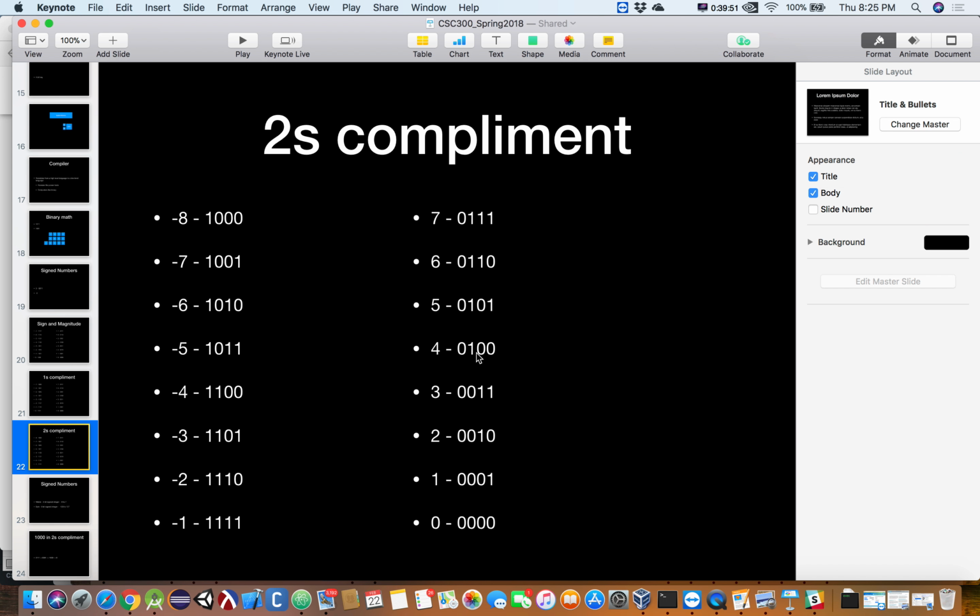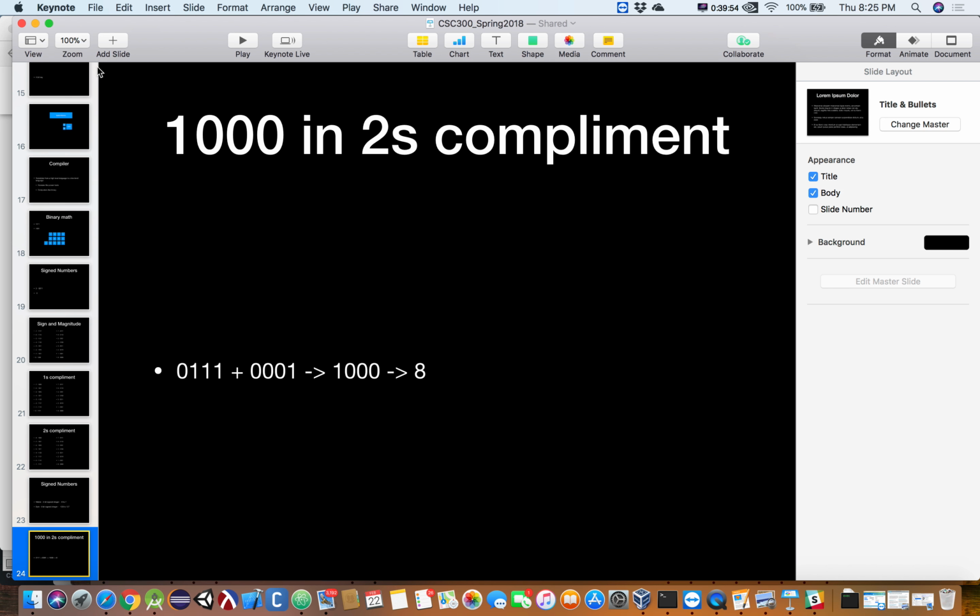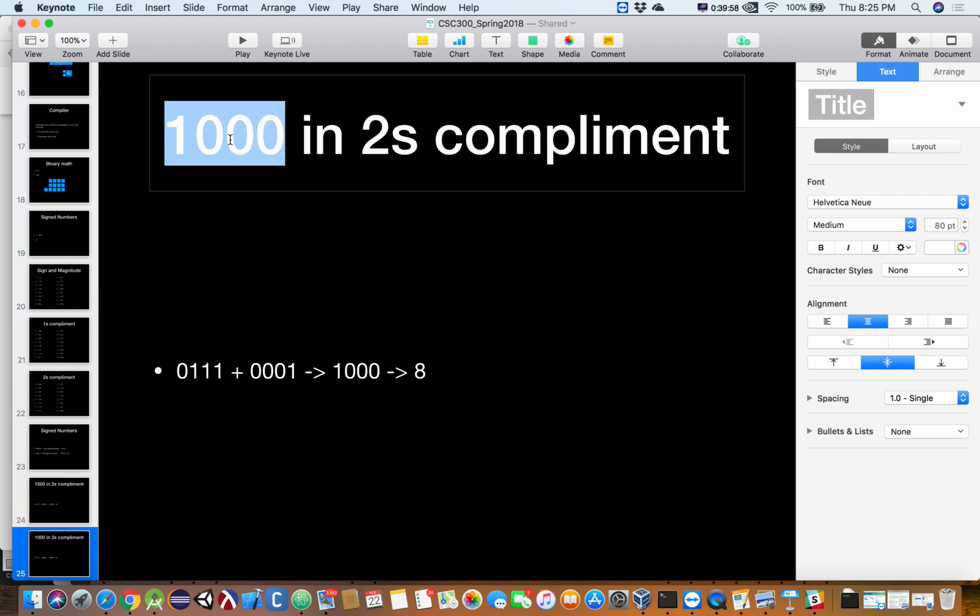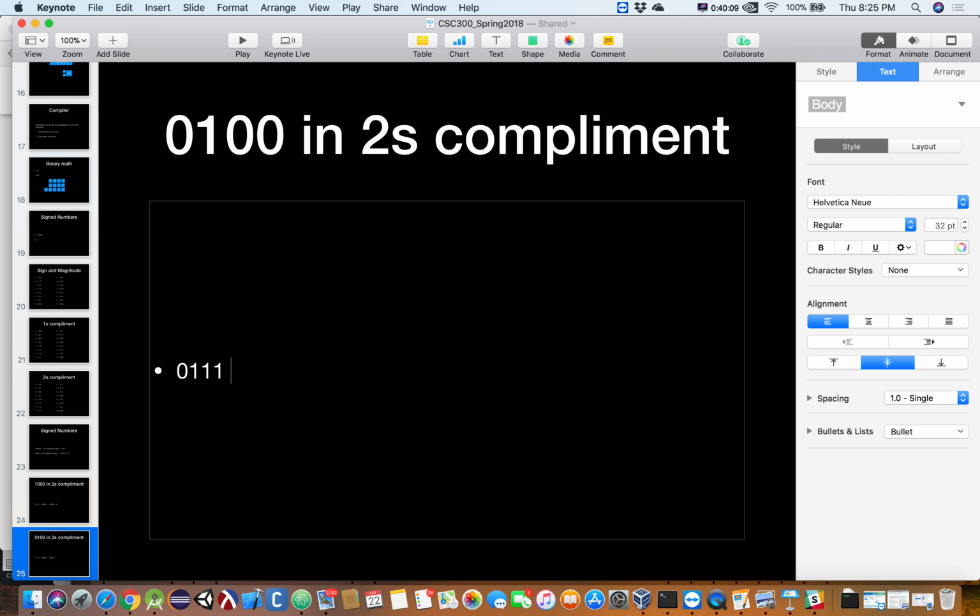Similarly, if we take 0100 for 4, in 2's complement, because it starts with a 0, I know that will be a positive number. So I'll get the 1's complement first, which is 1, 0, 1, 1. I'll add to that 0, 0, 0, 1. A 1 plus a 1 is going to be a 0, carry a 1. A 0 plus a 1 plus a 1 is a 0, carry the 1. A 1 plus a 0 plus a 0 is a 1, no carry. I screwed that up.